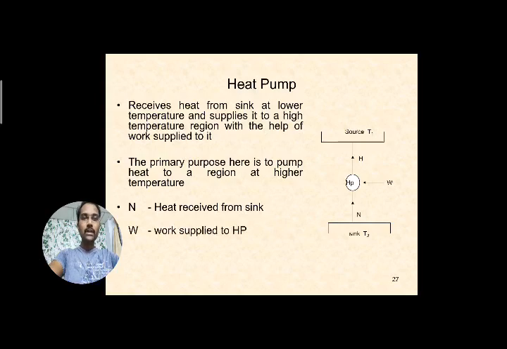And W is the work supplied, the input energy taken by the heat pump. And H is the output energy, it means how much heat is supplied to the source, that is the output. So the heat supplied to the source can be taken as the heat received from the sink N, plus the external energy utilized to run the heat pump. So N plus W is the total heat supplied to the source.